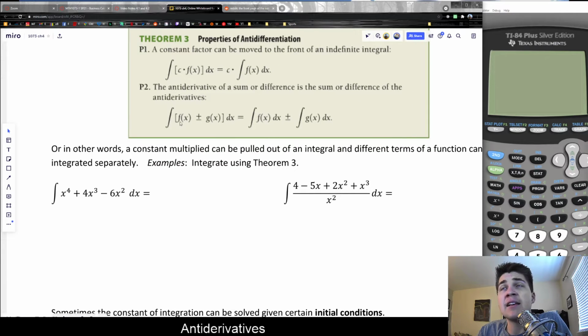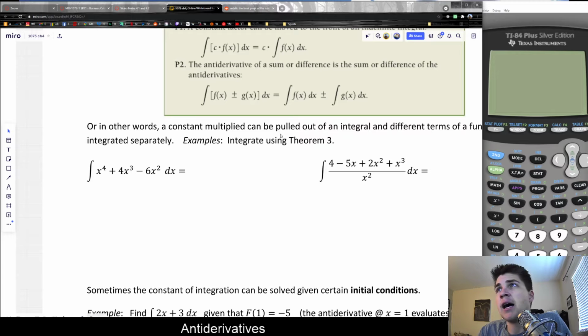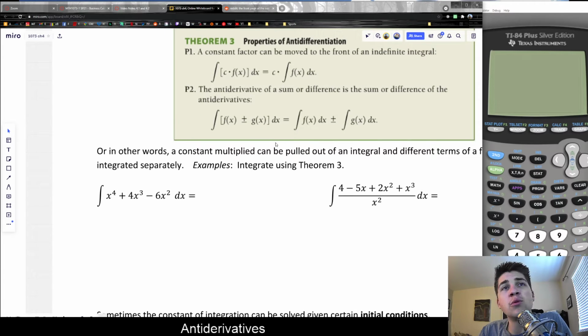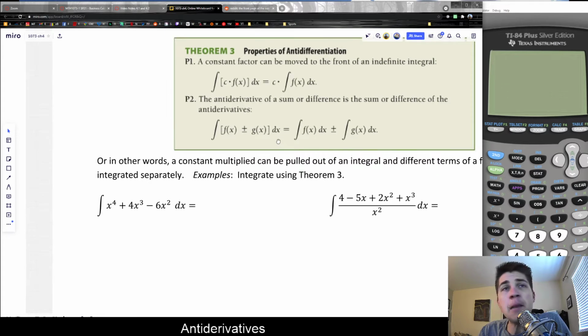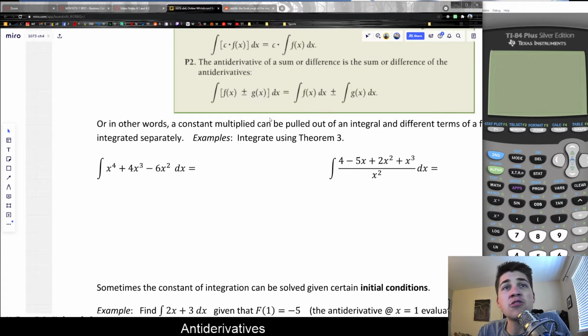Or if we had something like x plus x squared inside of an integral, you could split those apart as two separate integrals, whether they're added or subtracted. And there are reasons why this makes sense that we'll talk more about when we talk about areas in 4.2 and 4.3. But those are two rules for algebraically manipulating integrals. So let's try using a couple.